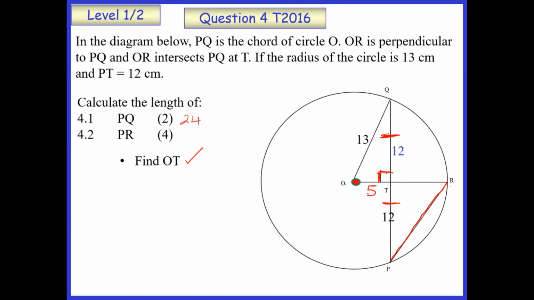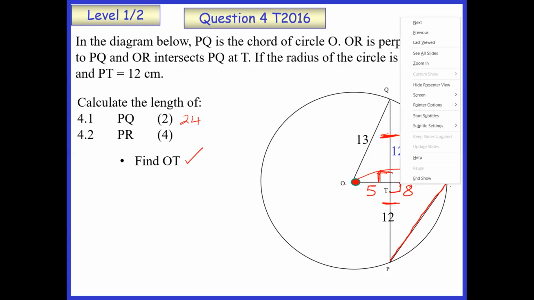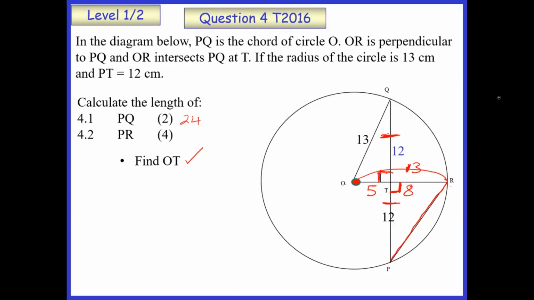Where are we going to go from there? You can say that OR is 13 because of radii. Let's make a note of it. Why is OR 13? Because of radii. Well done. OR is equal to OQ. So what is 13 minus 5? 8. Now, we know vertically opposite angles at that point, that's also 90 degrees. That 90 degrees now gives me permission to use Pythagoras.